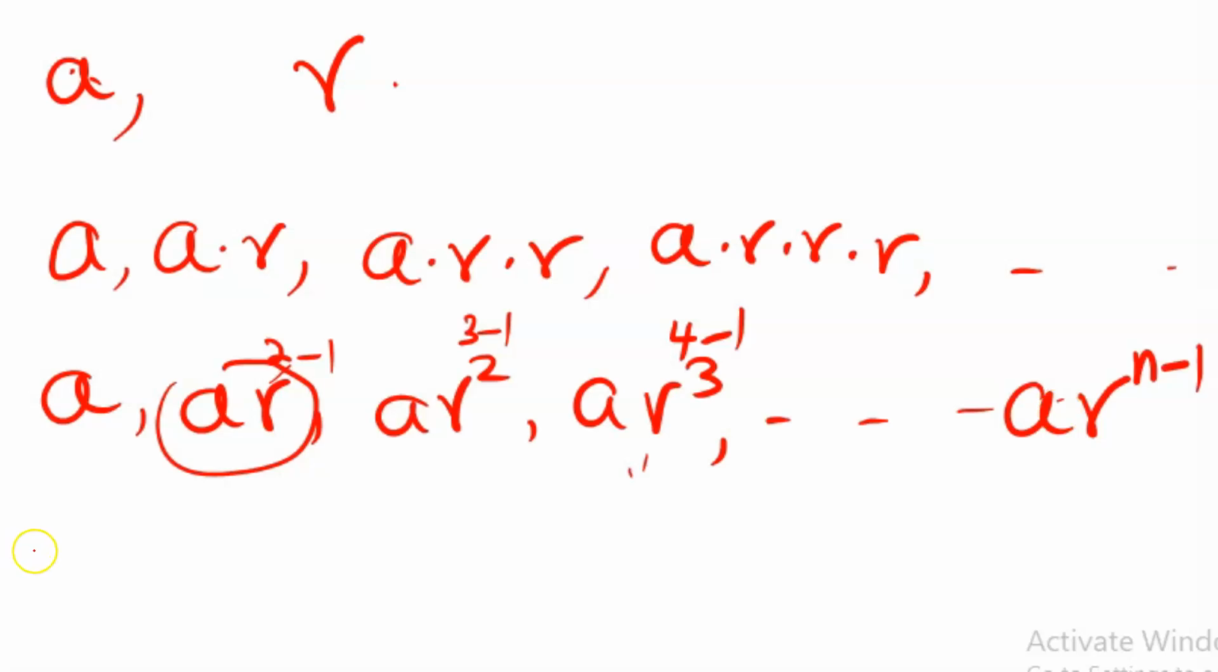Therefore, the nth term of an exponential sequence or geometric progression is given by un equals A R raised to the power n minus 1, where A is the first term and R is the common ratio. So let's use this to solve example 1.